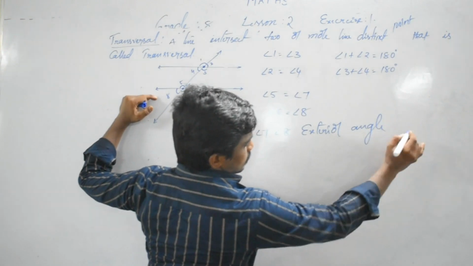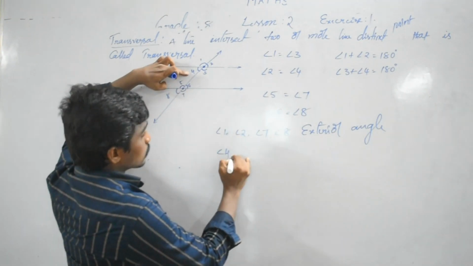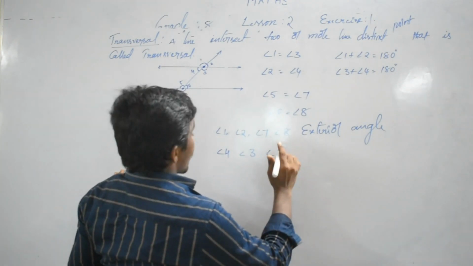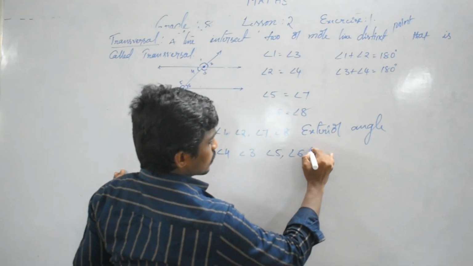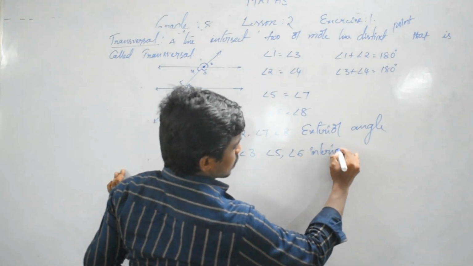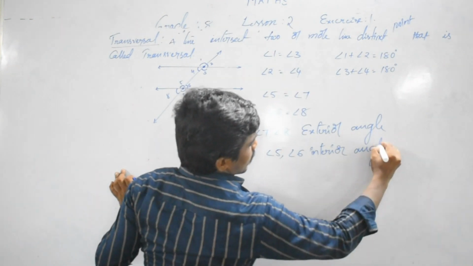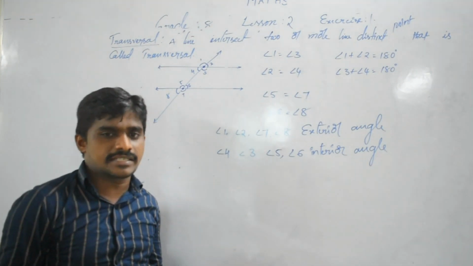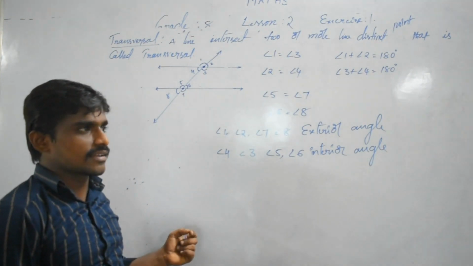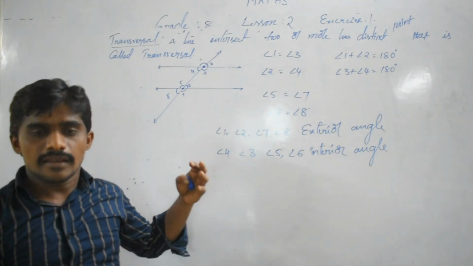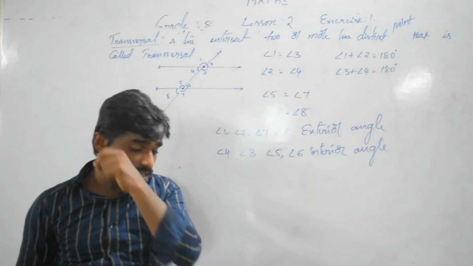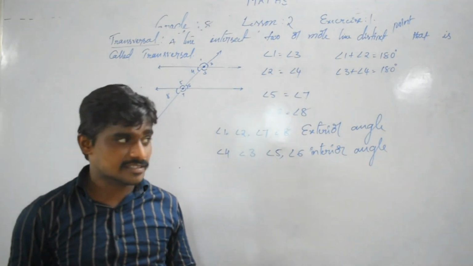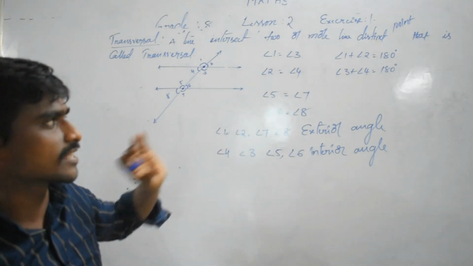Exterior angles: angle 4, angle 3, angle 8, angle 5, angle 6. These are interior angles. Next, alternate interior angles, alternate exterior angles, corresponding angles, like different angles. We have already discussed all of these in the last classes. This is just basic information.